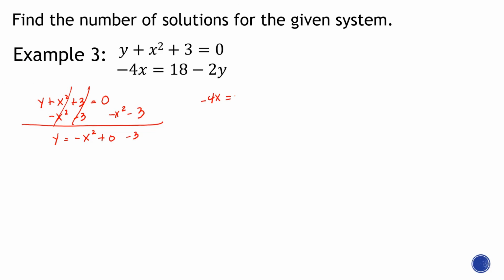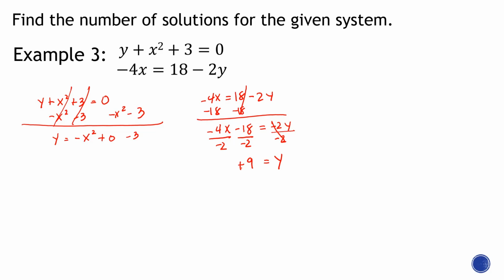Next we have negative 4x equals 18 minus 2y. So I will subtract 18 on both sides. This will be negative 4x minus 18 equals negative 2y. Now we want the y to be positive, so I will divide each term by negative 2. So this will be y equals positive 9, negative divided by negative is positive, and then 2x. And I'm going to put that here. Let's combine them together. y equals 2x plus 9.